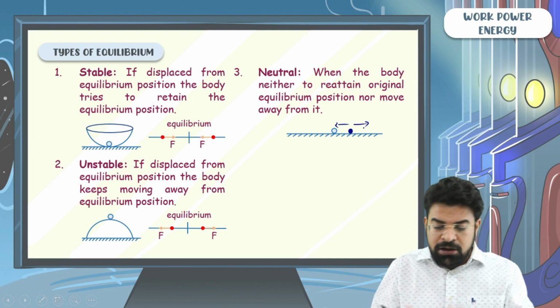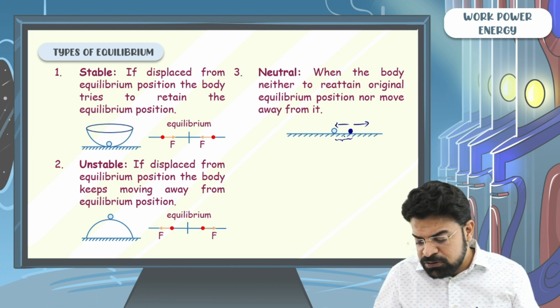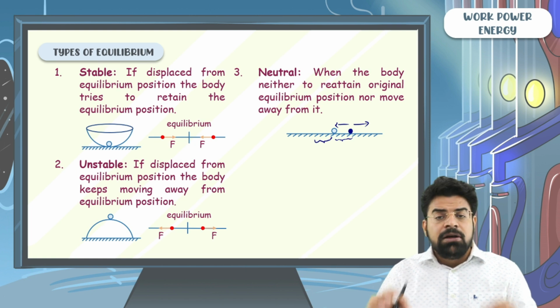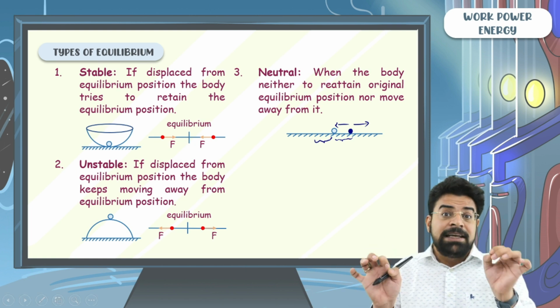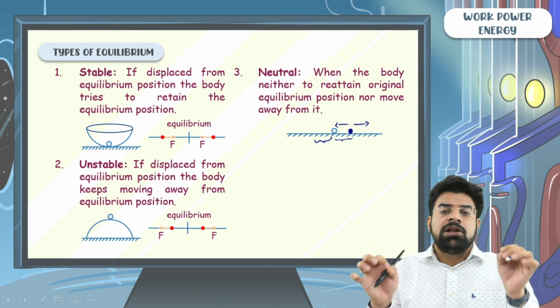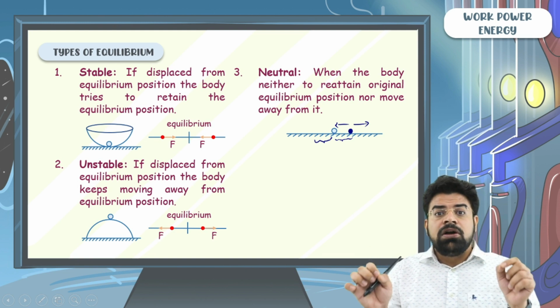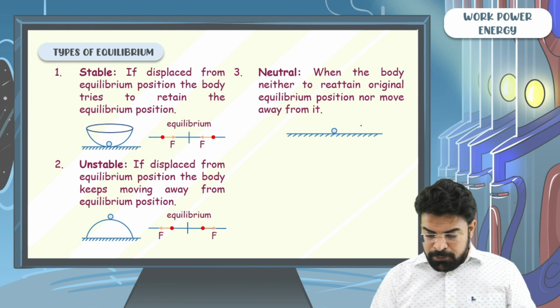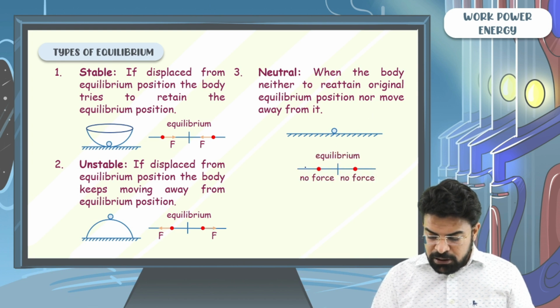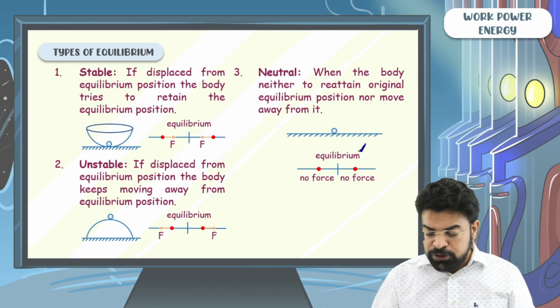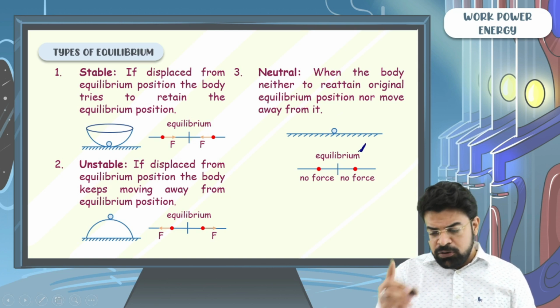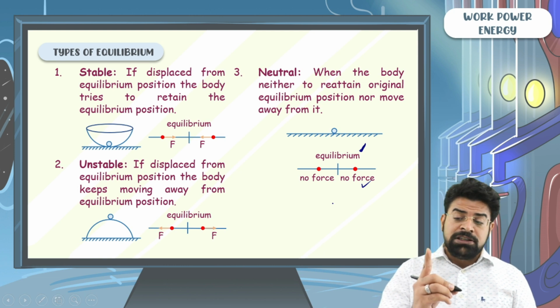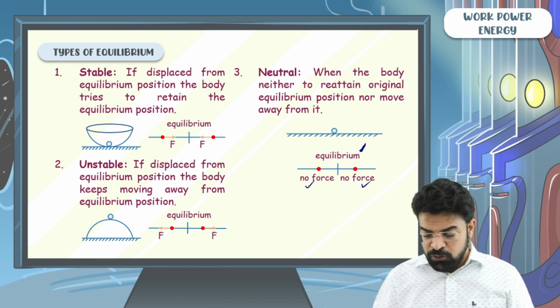When it doesn't matter, you displace it a little bit towards right or a little bit towards left, wherever you place it, it stays there. It does not try to re-attain the original equilibrium position, nor does it try to move away from it. So here, in the case of neutral equilibrium, if you have an equilibrium position, you displace it a little bit towards right, there is no force. You displace it a little bit towards left, there is no force.